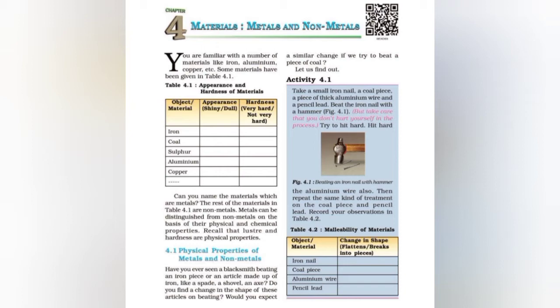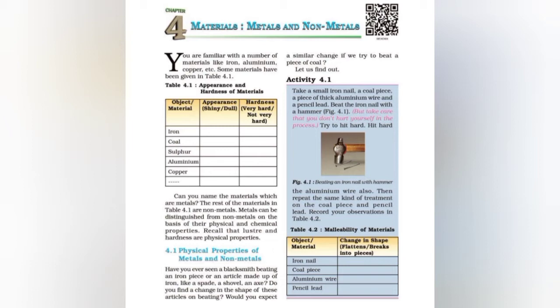Metals can be distinguished from non-metals on the basis of their physical and chemical properties. Recall that luster and hardness are physical properties. So we can say that most metals are lustrous and hard, but non-metals are dull in appearance and they are not so hard. Now we will discuss physical properties of metals and non-metals.